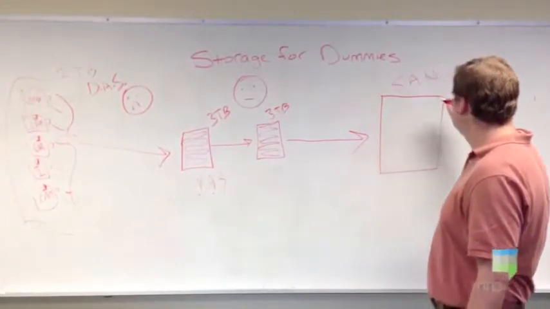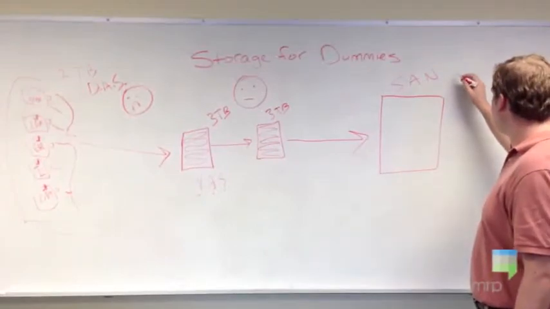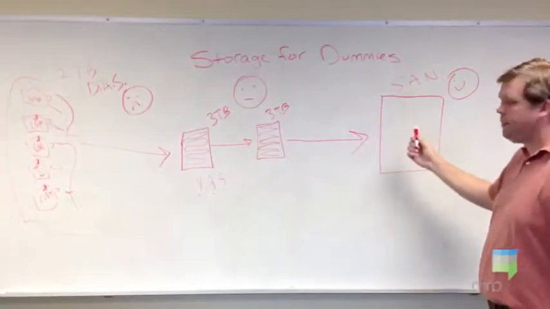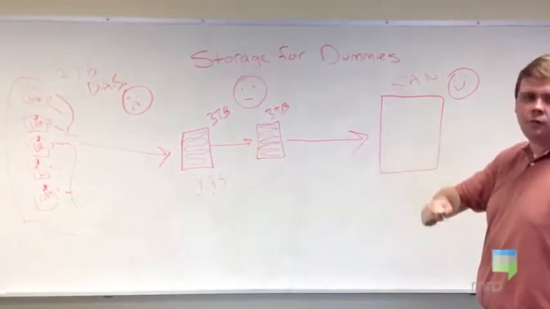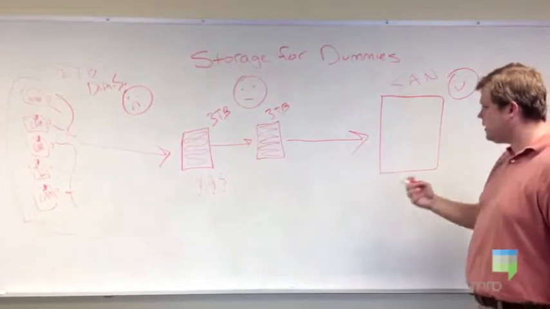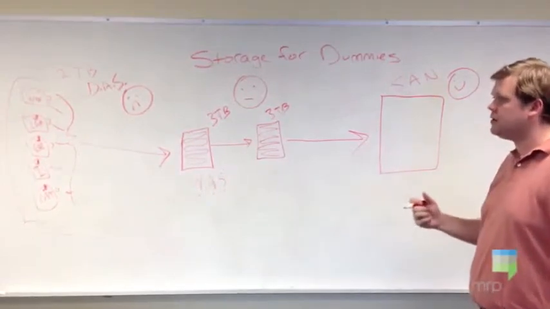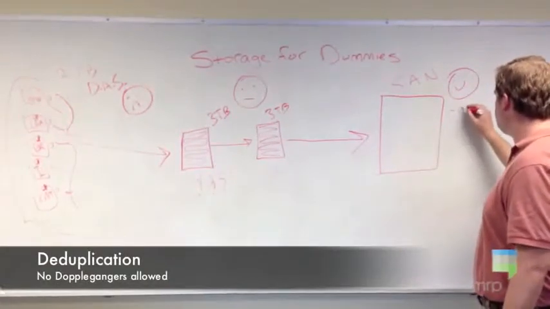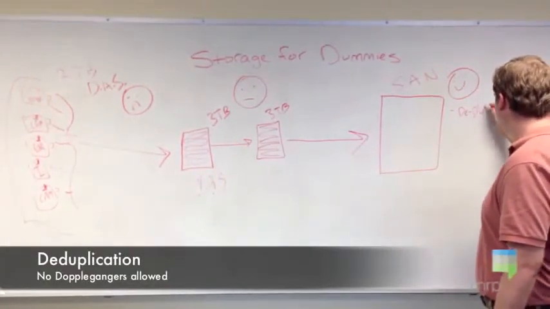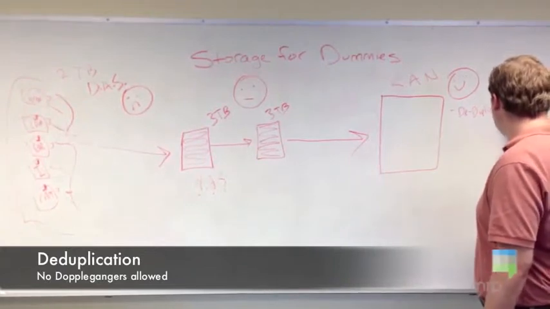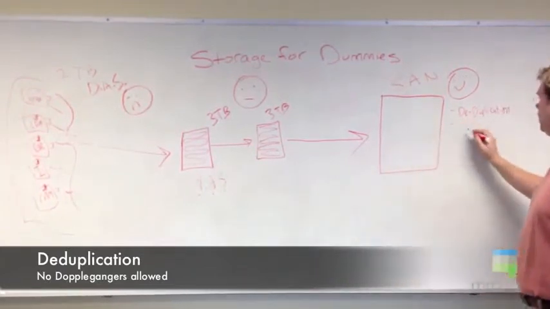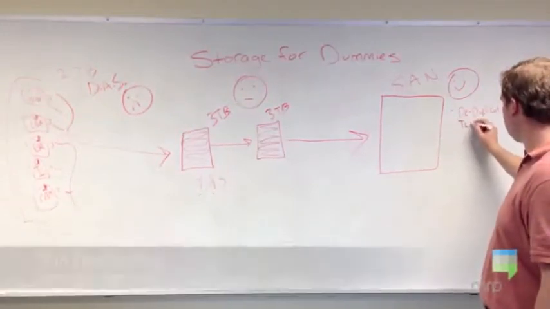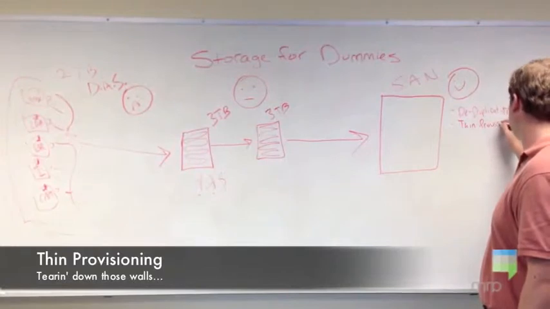A SAN. In the Storage for Dummies world, the SAN earns a smiley face. Okay, why does it do that? Because, like I said, it's the perfect marriage of software and hardware. Some of the examples of the software layers that are built into the SAN are deduplication, very important. This is how we get rid of the garbage. A good SAN offers thin provisioning. We'll get into what that means.